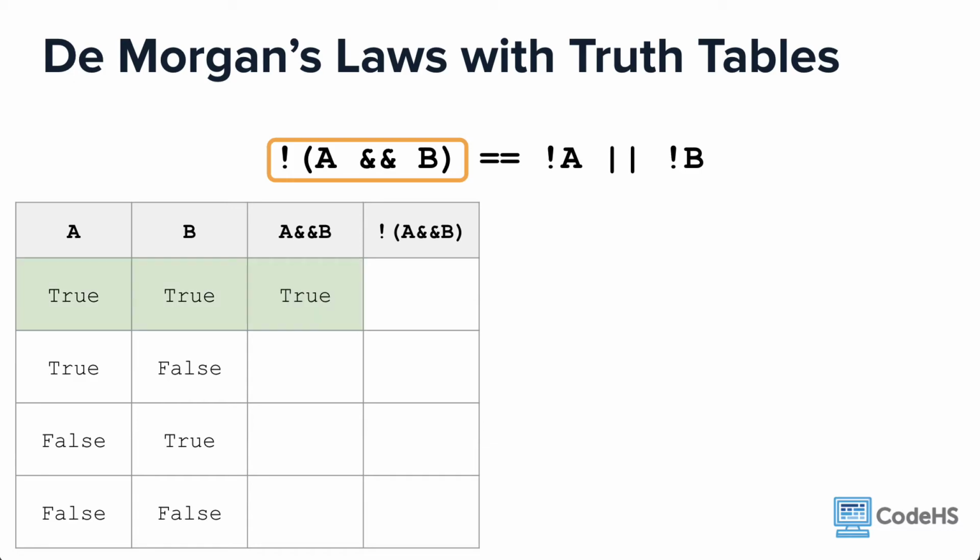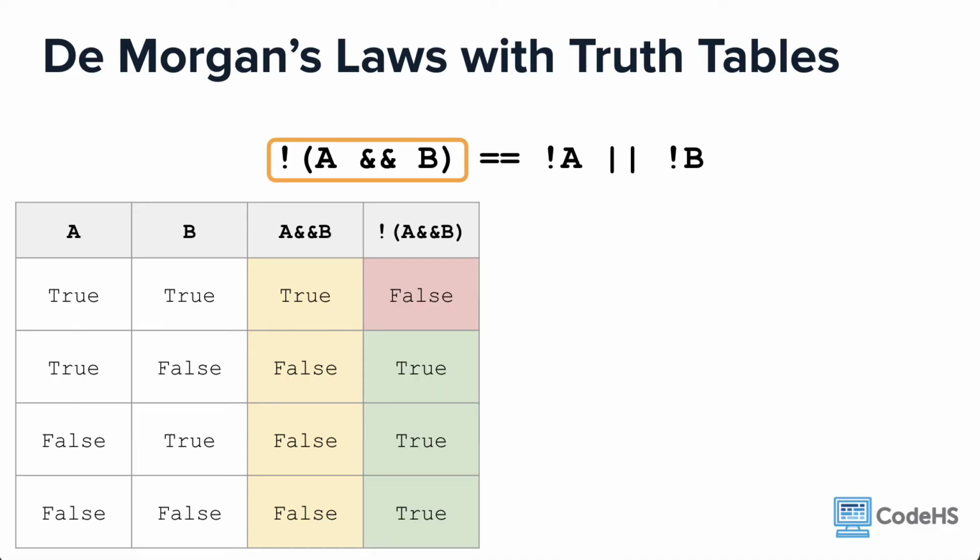True and true results in true. True and false is false. False and true is false. And false and false is false. To fill in the last column, you just need to take the opposite of the value in the A and B column. So true, false, false, false becomes false, true, true, true.